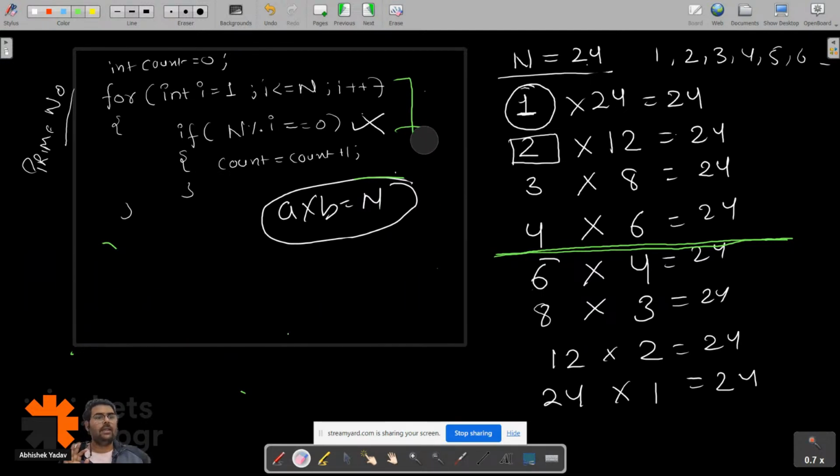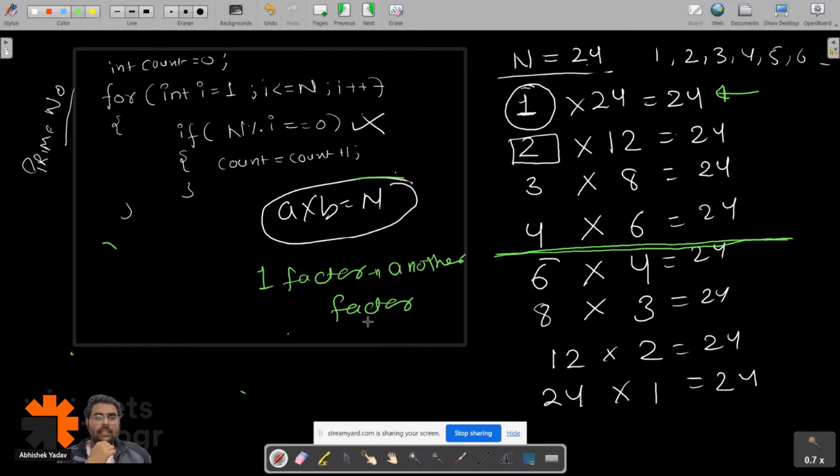Okay. How can I remove the repeated task? So here, at this point, if I got one factor, I can easily get another factor. I can easily get another factor here, right? This is the first conclusion that I can make from this observation.